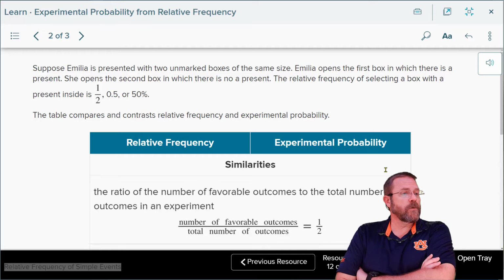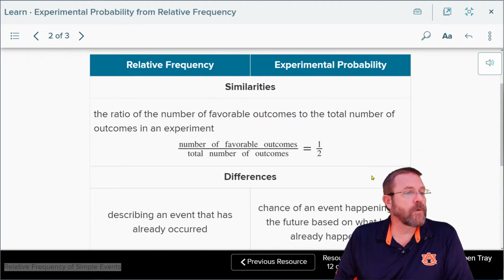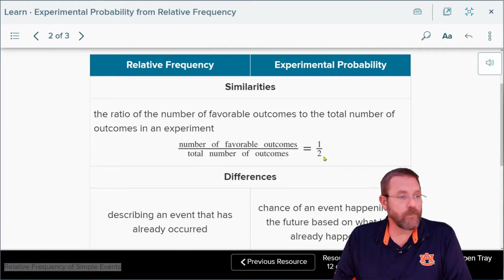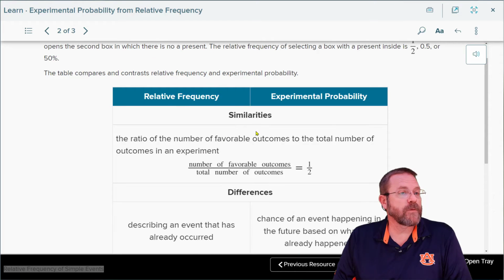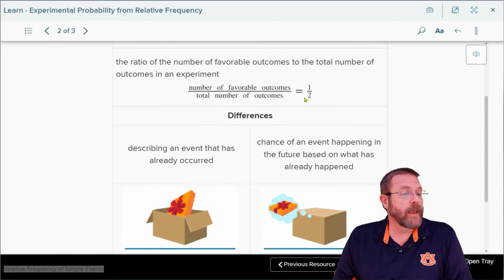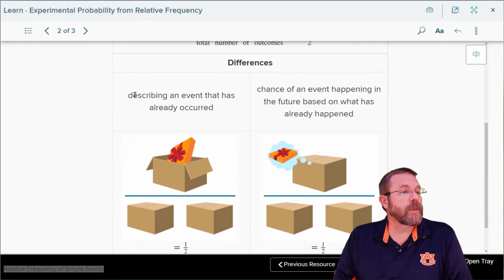The table compares and contrasts the relative frequency and the experimental probability here. So the ratio of the number of favorable outcomes to the number of total outcomes, that was the 1/2 we came up with right here. That's the similarities between the relative frequency and the experimental probability. And the differences between them is that the relative frequency describes an event that has already occurred. Meanwhile, the experimental probability, that is an unknown thing.